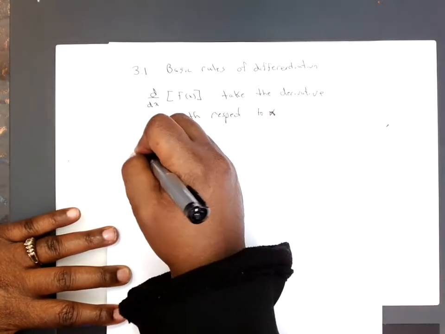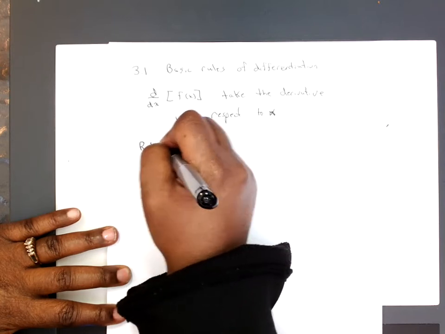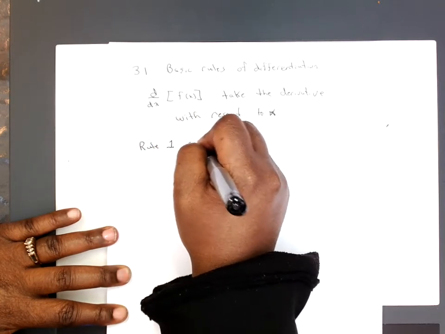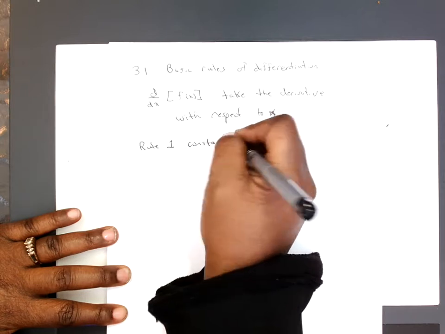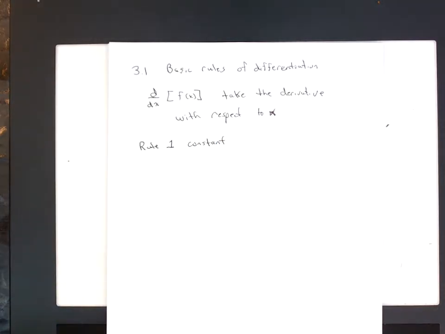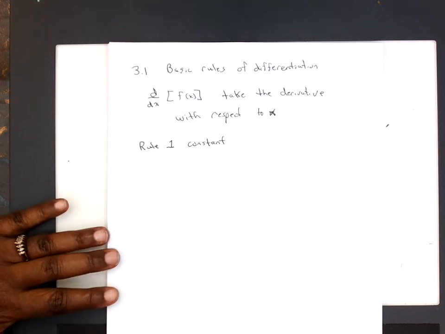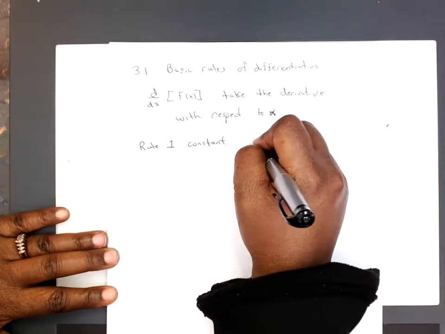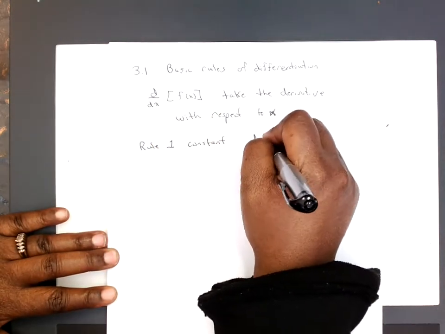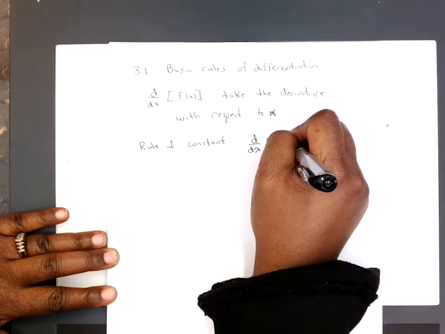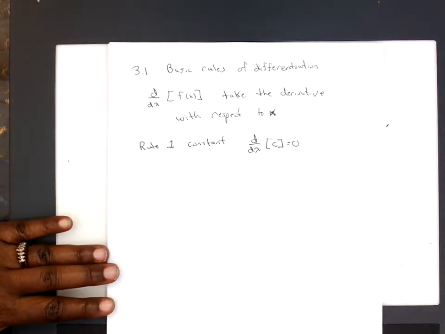So our first rule is for constants. A constant, like 7 or 12 or negative 36, would be the line y equals that. That's a horizontal line, and we know that the slope of any horizontal line is 0. So d dx of any constant is equal to 0.